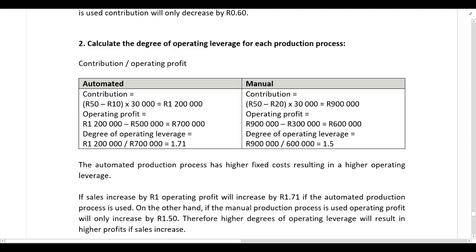Then in part 2 of the required, you need to calculate the degree of operating leverage for each production process. So once again, please make sure that you are happy with the calculation. You can then see that the automated production process has a higher degree of operating leverage and the manual production process has a lower degree of operating leverage. And the reason for that is because the automated production process has higher fixed costs. And the higher fixed costs result in a higher operating leverage.